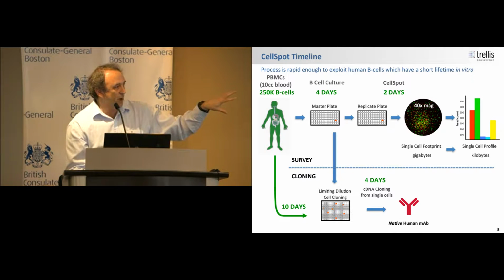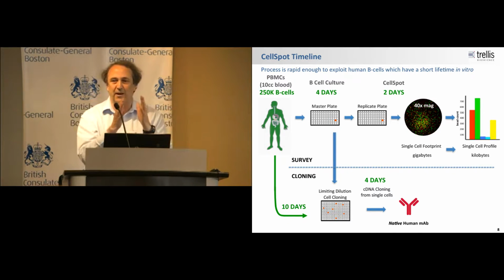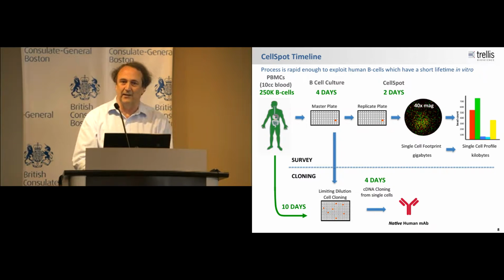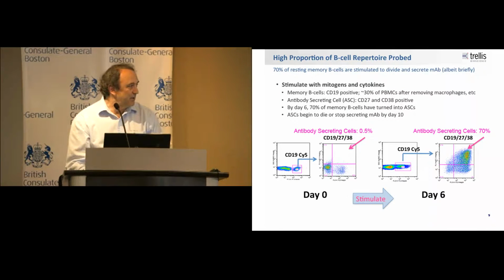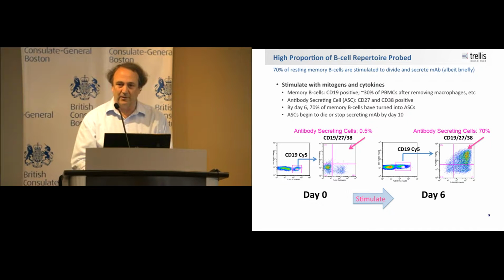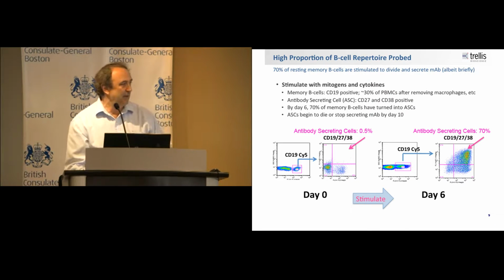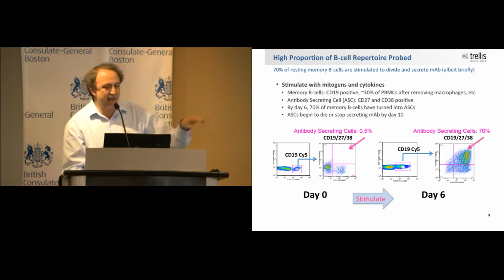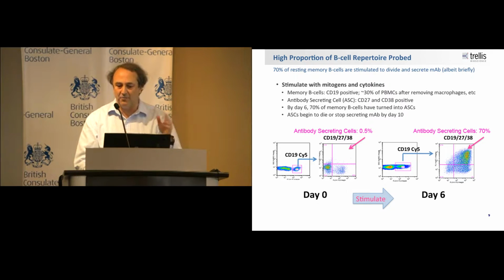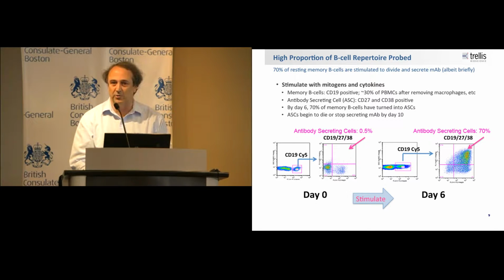So the hardest part of all of this was to get the whole thing compressed into the 10 days that's basically the lifetime of the B cells once you get them outside the body. So just a little B cell fun for the aficionados here: by the time we assay the cells, we've kicked about 70% of the resting memory B cell population into a proliferative mode that's secreting antibodies so that we can assay it.